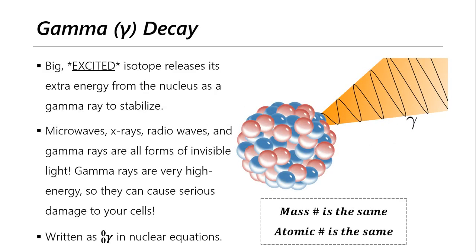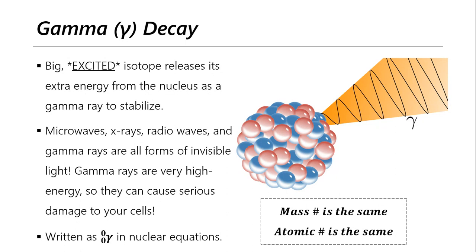So first up, gamma decay is again about energy. We have some big excited isotope. Excited just means that it's got extra energy in the nucleus, and it's got to get rid of that. So it releases that energy as a gamma ray.